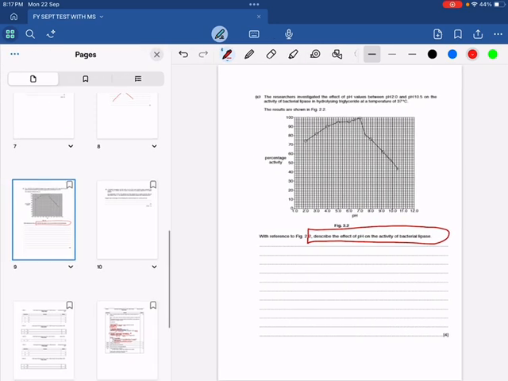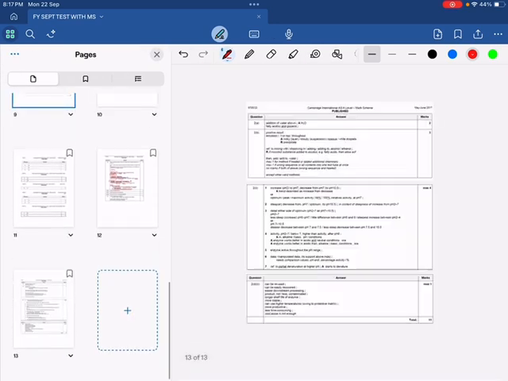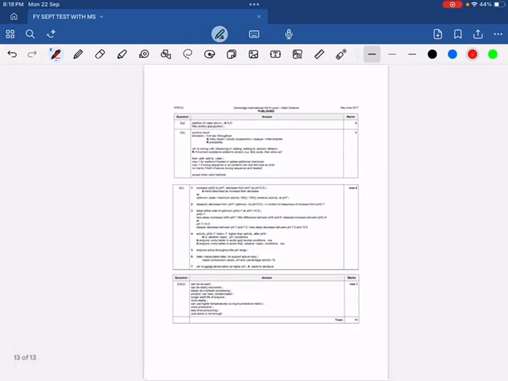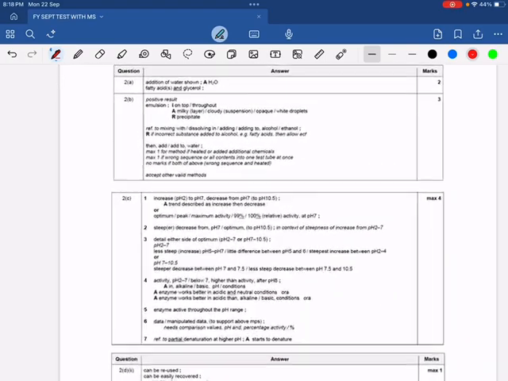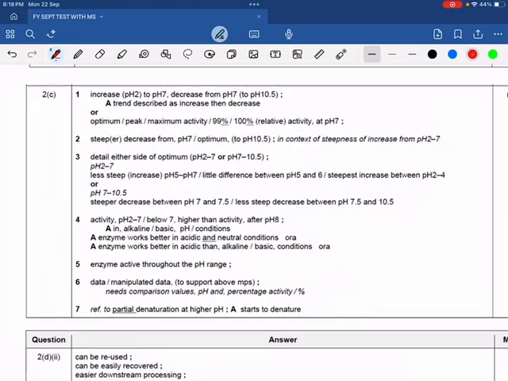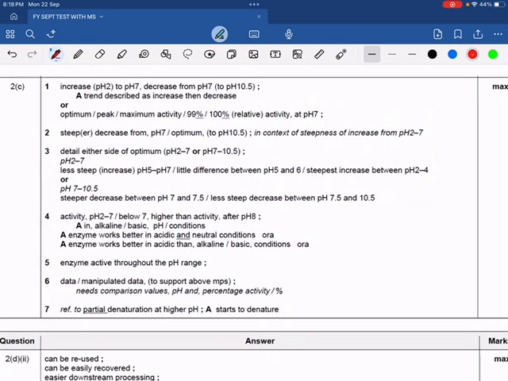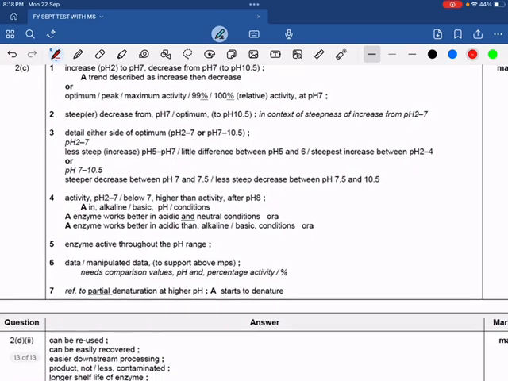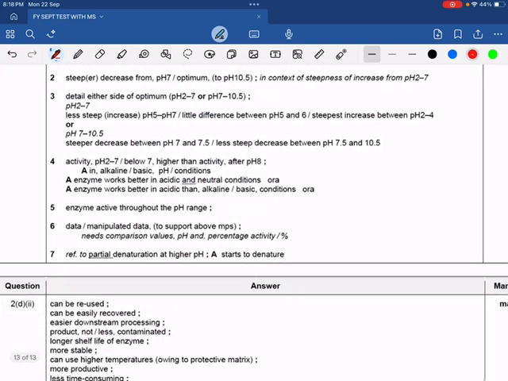So let me show you the mark scheme for this. This is the mark scheme, and I think most of you did this question pretty much well. So I will share the mark scheme with you. I'm not reading out each and every mark point.